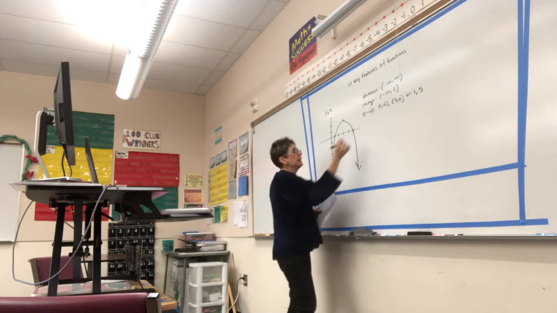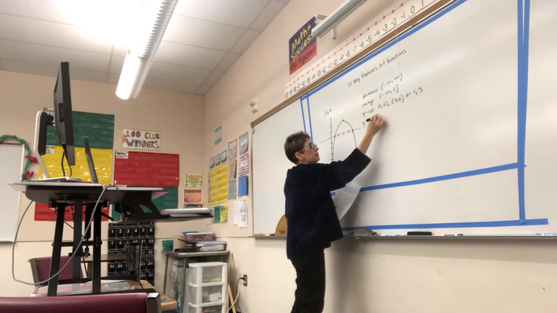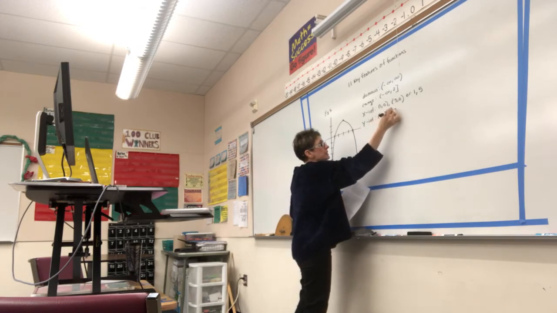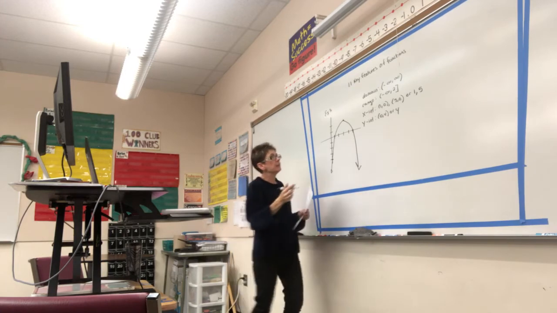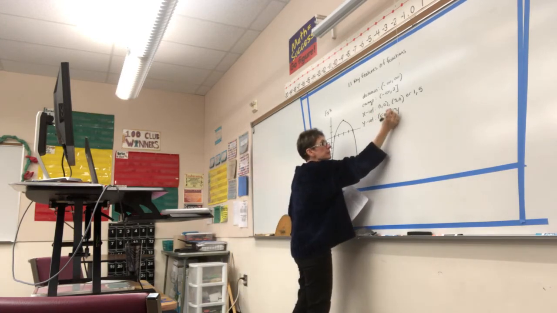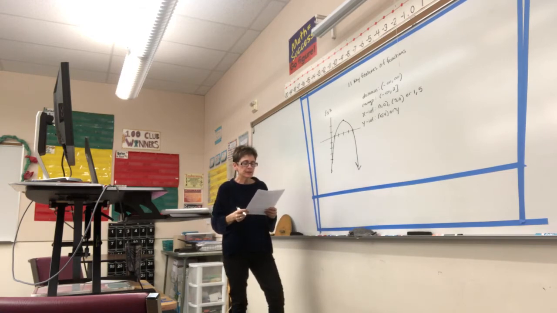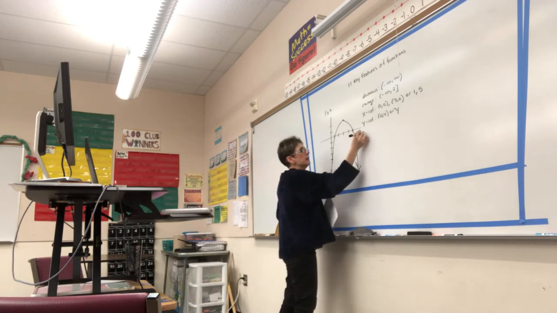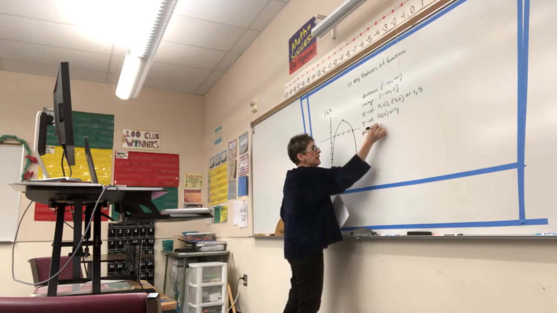Identify the y-intercept. The y-intercept would be (0, -4), or we can just say -4. All right, and then on what interval is the function positive? So where is y positive? The function is positive between 1 and 5.